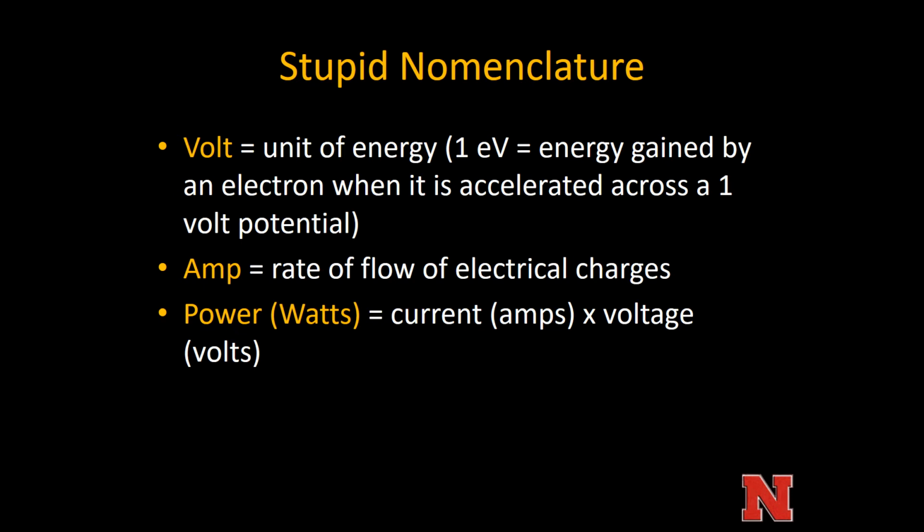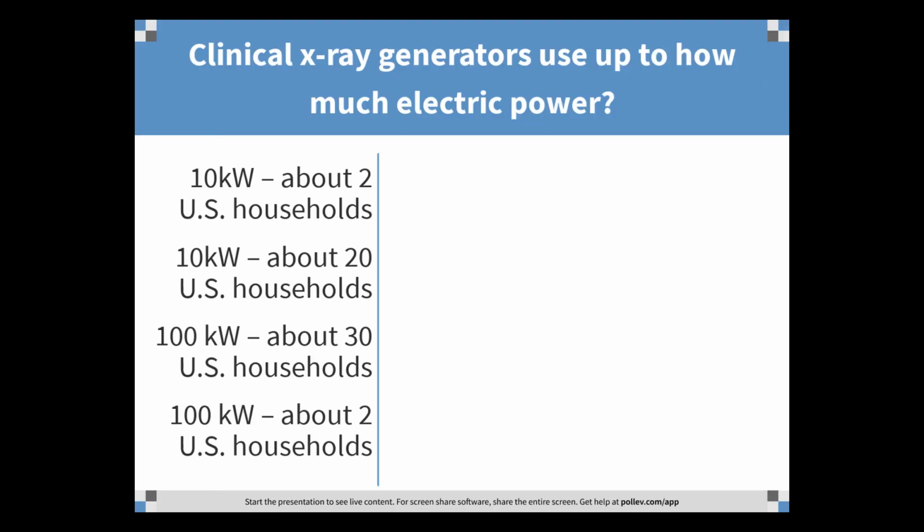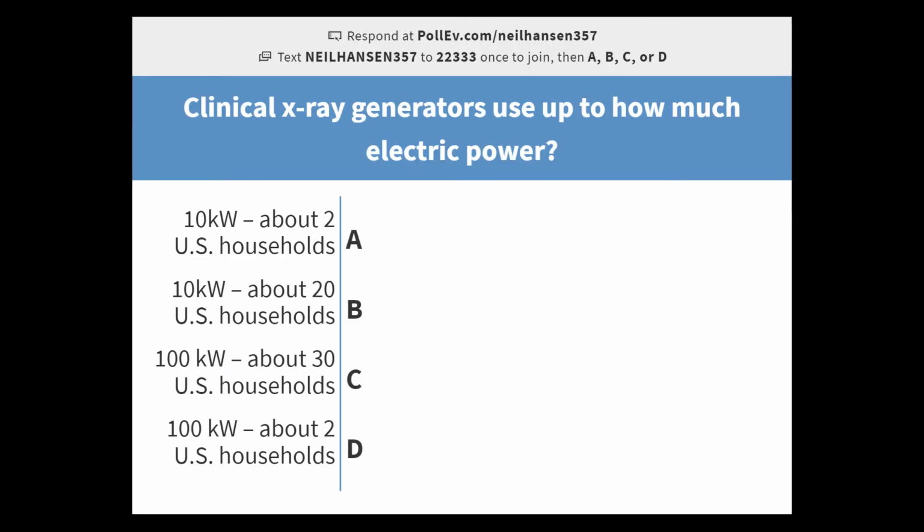Power is measured in watts, and it takes into account both the energy and the rate of flow of charge. So it's the current in amps times the voltage in volts. So amps times volts equals watts. All right, clinical X-ray generators use up to how much electrical power? Pause now if you need more time.